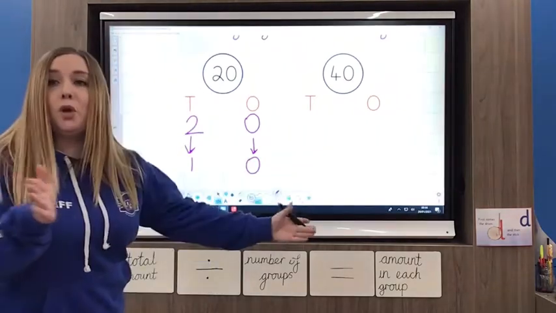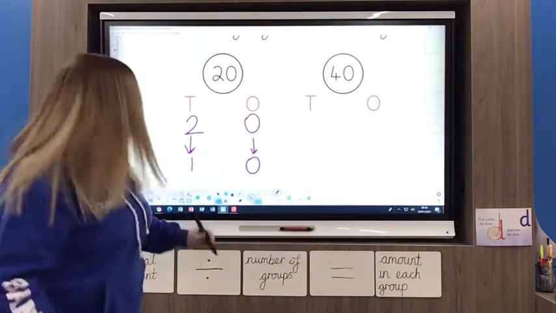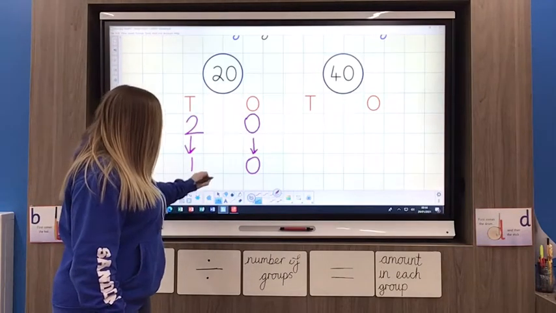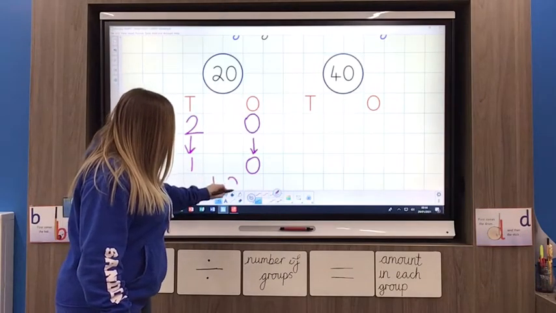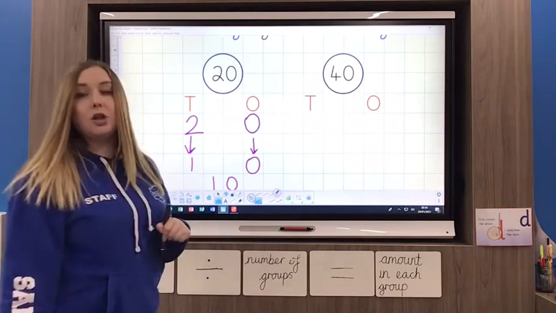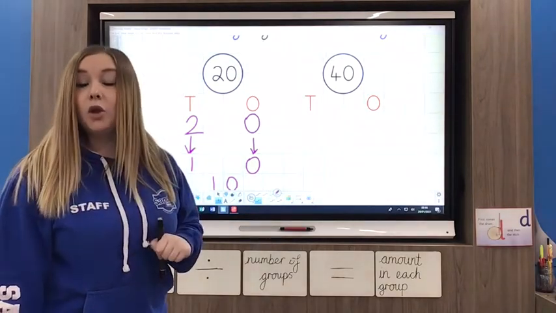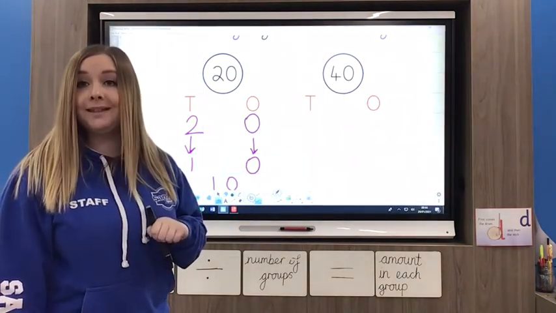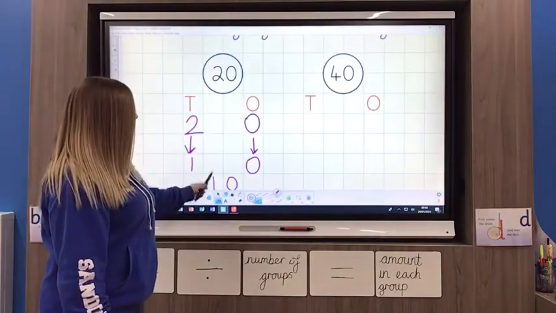And then I'm going to push my numbers back together. So if I put a 1 in front of a 0, I get the number 10. So half of 20 is 10.